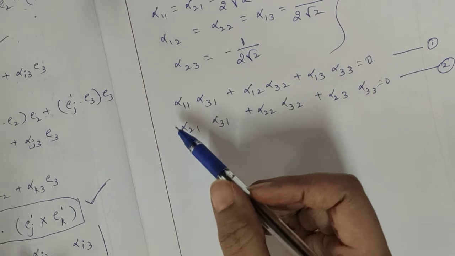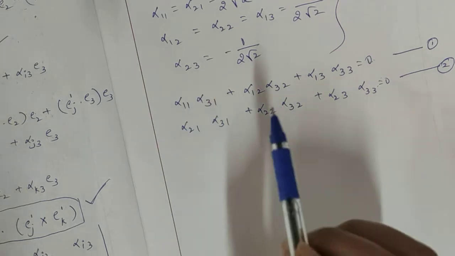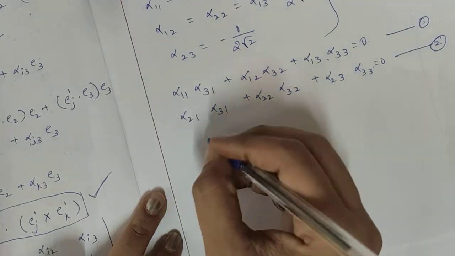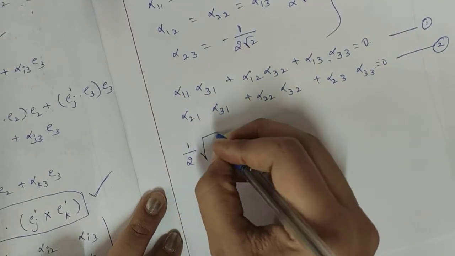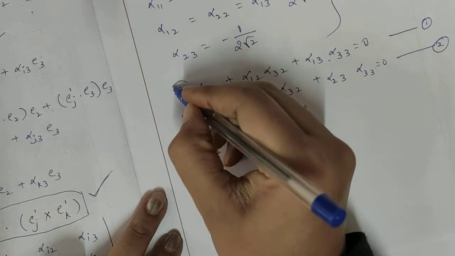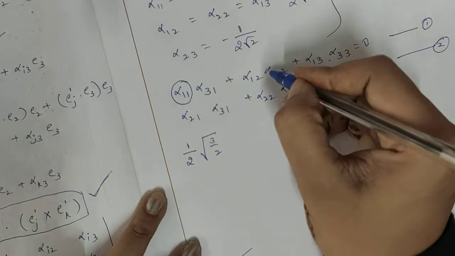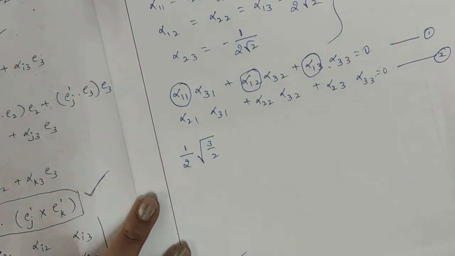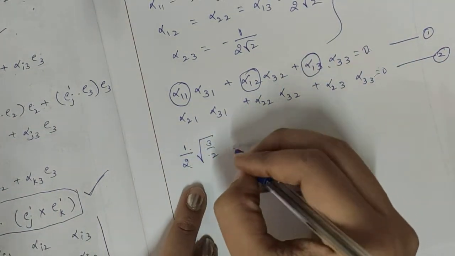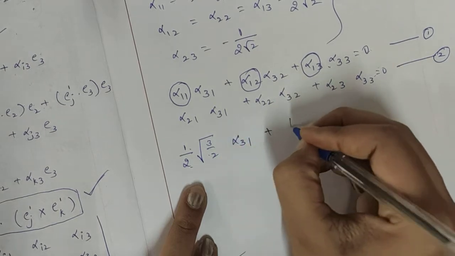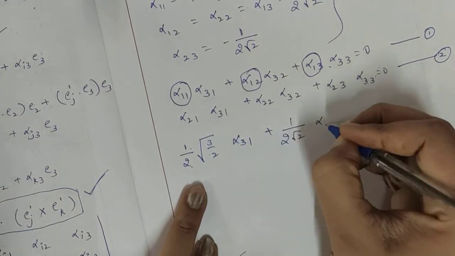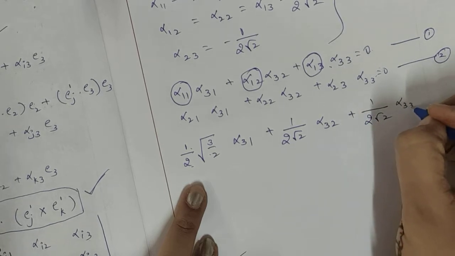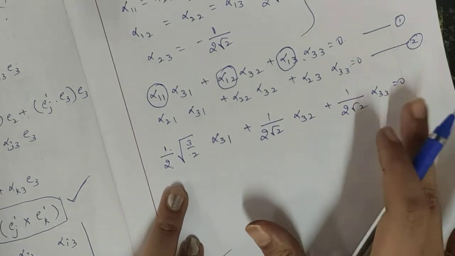So first substitute the values which you have already known. After substituting in equation number 1, you will be getting 1 by 2 into root 3 by 2, that is we are substituting for alpha 1 1. Here I can substitute for alpha 1 2, here for alpha 1 3, right? So 1 by 2 root 3 by 2 into alpha 3 1 plus 1 by 2 root 2 into alpha 3 2 plus 1 by 2 root 2 into alpha 3 3 is equal to 0. This is one equation.